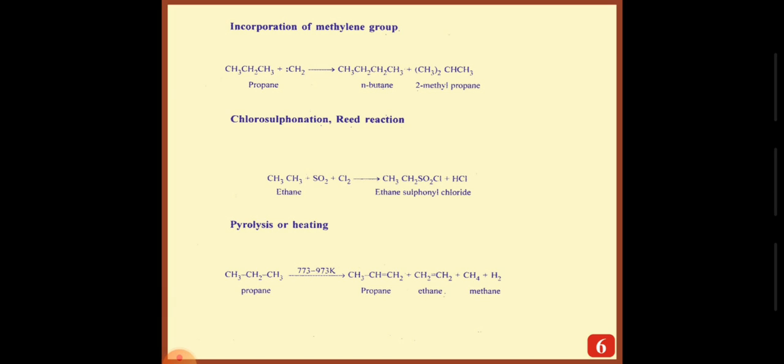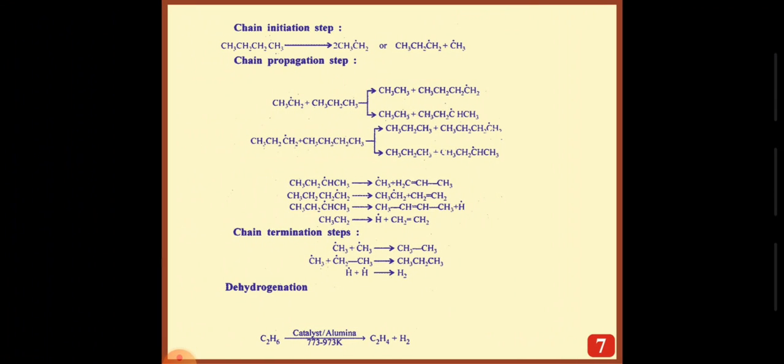Pyrolysis takes place via a free radical mechanism. It can be explained by taking the example of propane. First is the chain initiation step, in which butane, on providing UV radiations, forms ethyl free radical or propyl free radical or methyl free radical.